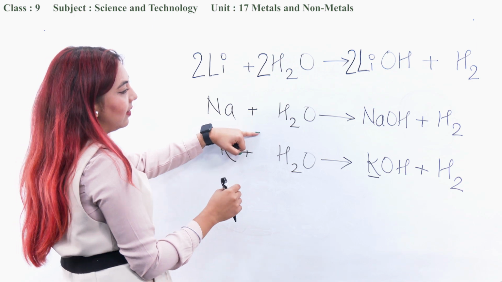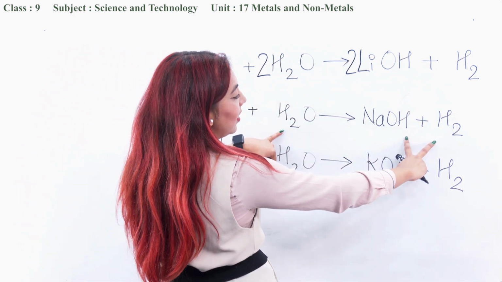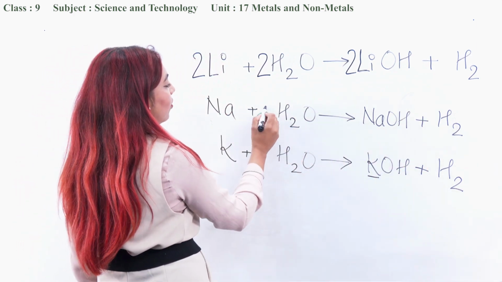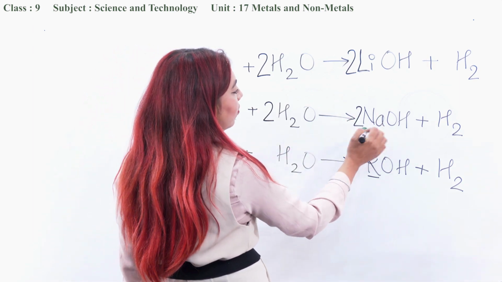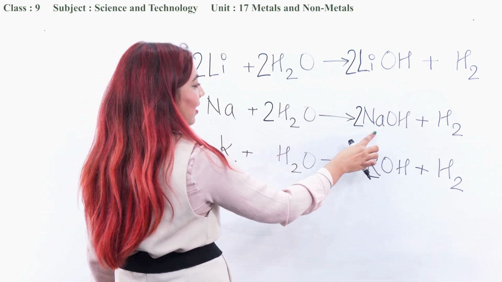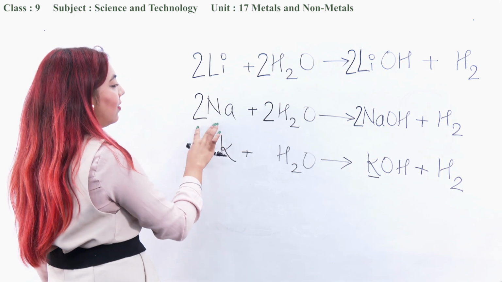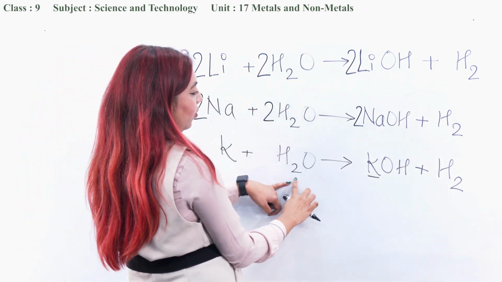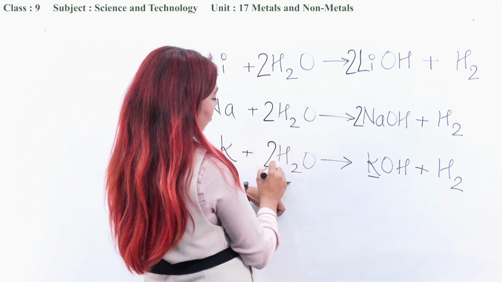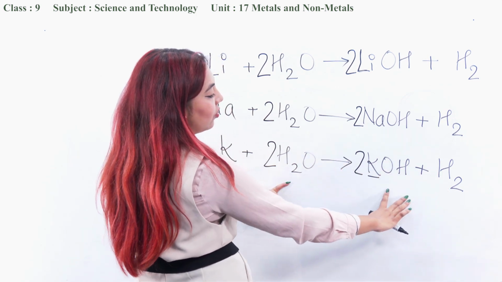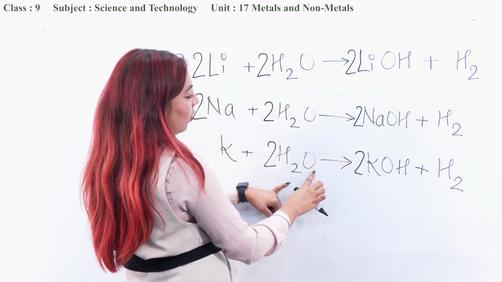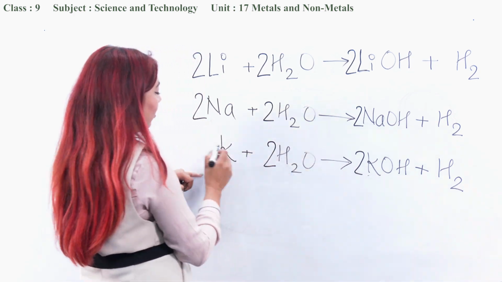Now let's balance this. Here it also has similar cases. 3 hydrogen, 2 hydrogen. So if we write 2, hydrogen is balanced, 2 oxygen. If we write 2, now oxygen is also balanced, and sodium 2, 2. This is also balanced. Here 2 hydrogen, 3 hydrogen. If we write 2, 4 hydrogen. Now 2 plus 2, 4 hydrogen. Now 2 oxygen, 2 oxygen, 2 potassium, 2 potassium.